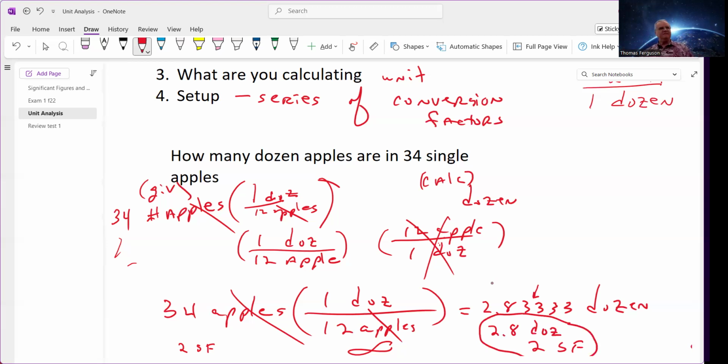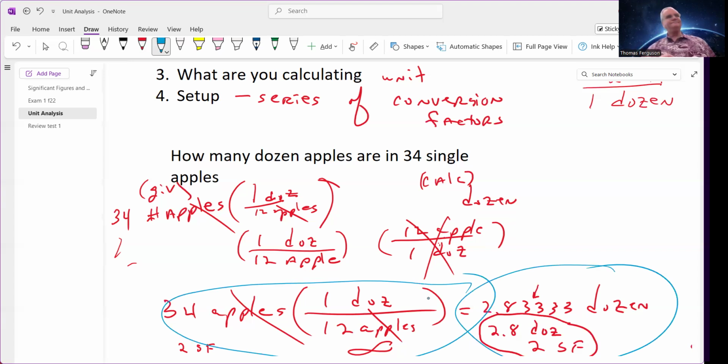I write 2 sig figs in all my answers only for illustration for you guys. You guys can write 2 sig figs if you want, or just leave it as 2.8 dozen. Now, if I was grading this problem on a test, say the problem is worth 10 points, you get 9 points for that, 1 point for that.